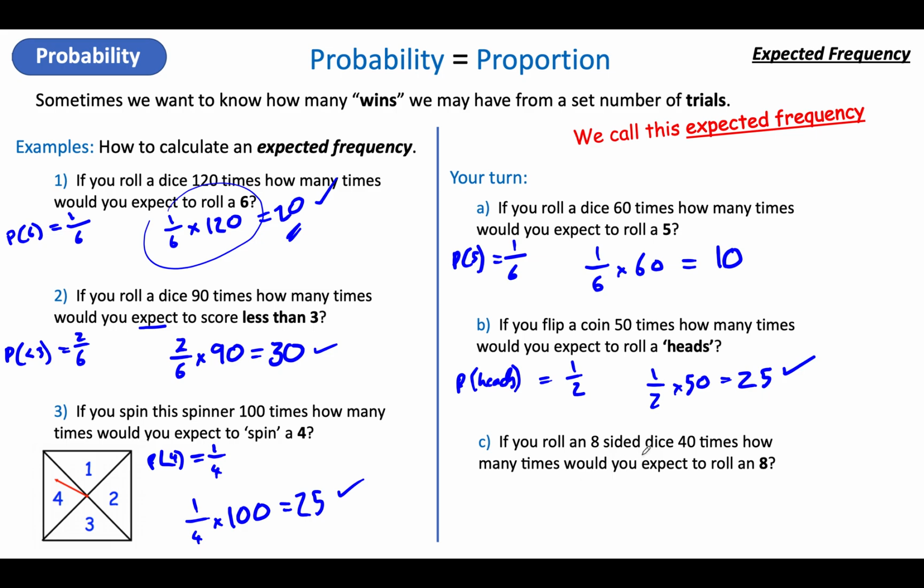If I roll an 8-sided dice 40 times, how many times do I expect to get an 8? Well, in this case, the probability of getting an 8 will be 1 in 8, because there's only one of them on the dice. It's an 8-sided dice, so 1 out of 8. Now, that's the proportion of times I would expect to get an 8. So 1/8 times by 40 equals 5. I would expect to roll an 8 5 times out of those 40. So remember to mark your work as well.